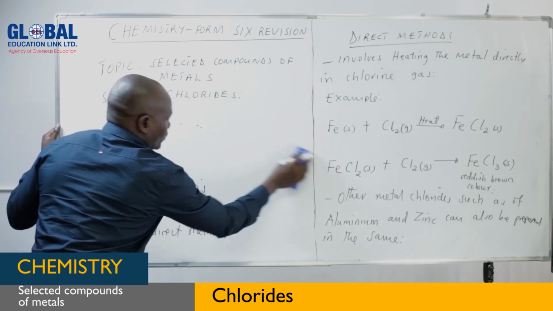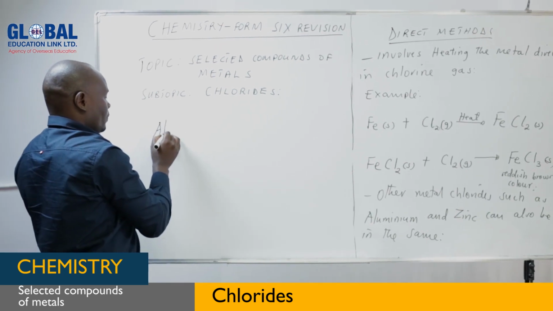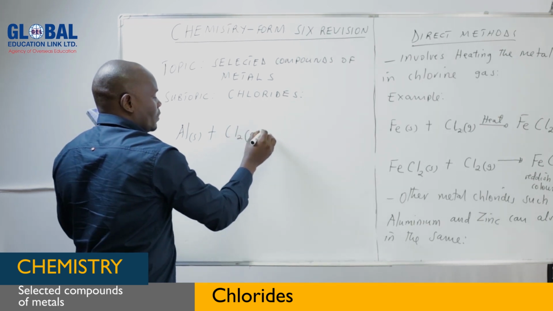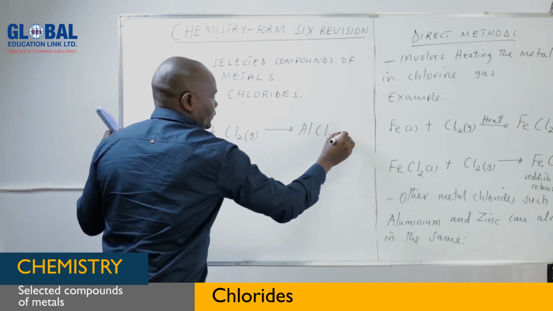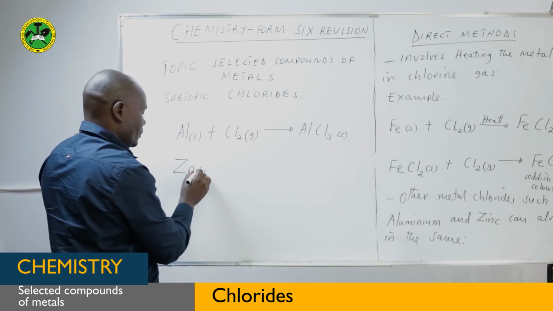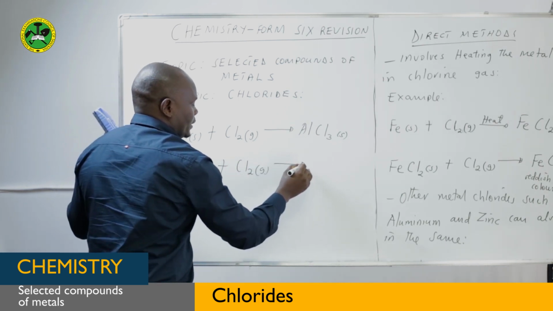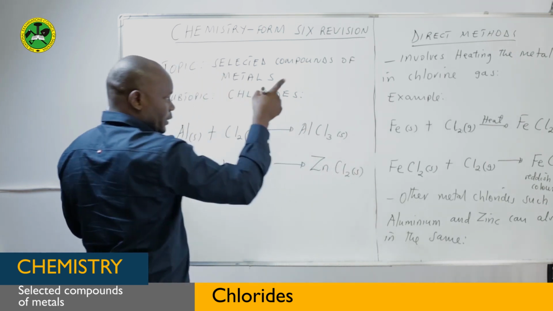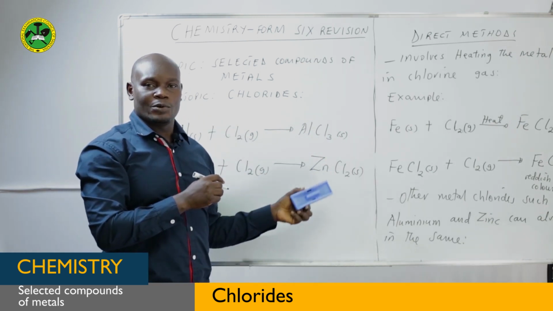So let us consider the case of aluminum. If this is aluminum, our metal, when it is heated directly in chlorine gas, then the product is aluminum chloride. You can balance it, it's your task. Also, if it's zinc, you can heat it directly in chlorine gas, and the product is zinc chloride. So these are what we call the direct method of preparation of metal chlorides.